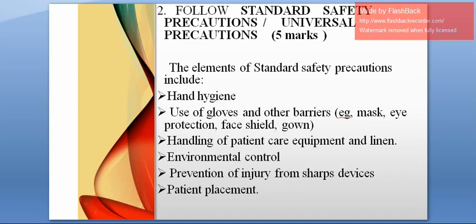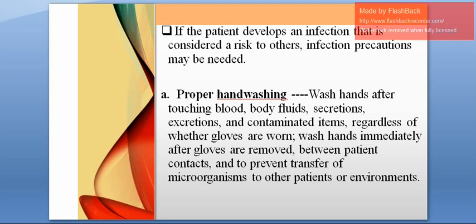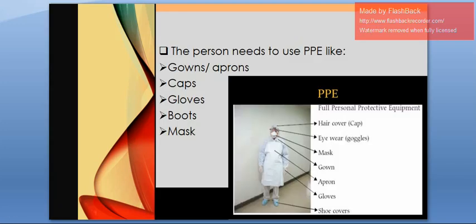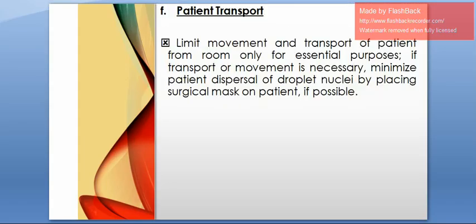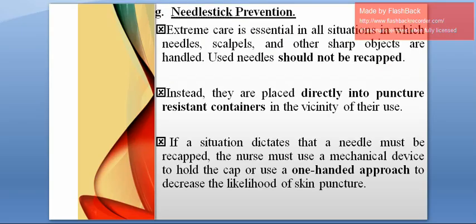Next point that comes is, under standard safety precautions, we have got hand washing or hand hygiene. We have got personal protective equipments, okay, like gowns, cap, gloves, boots and mask. Then we have got linen, use of clean linen. Then we have got patient transport. Then preventing needle stick injury. All this has to be explained in detail.